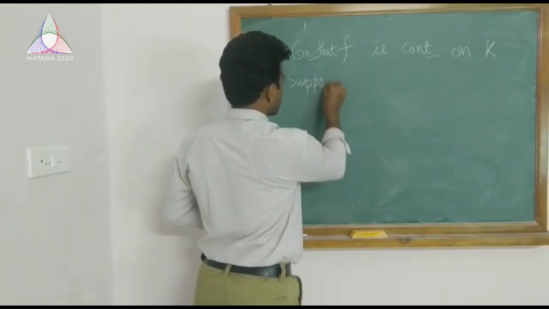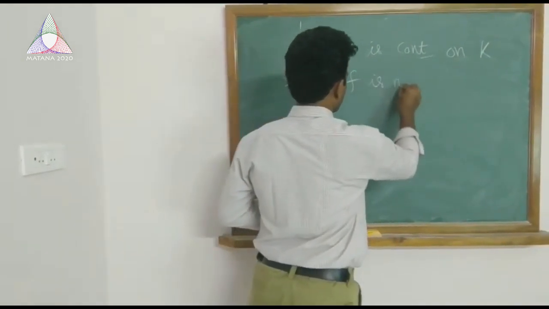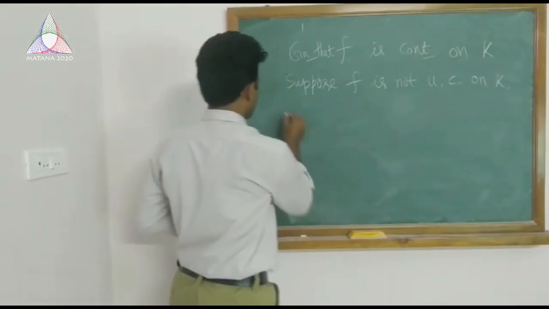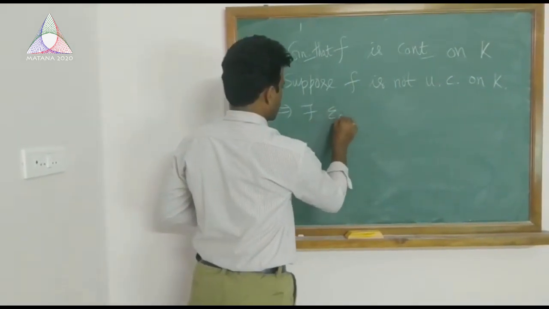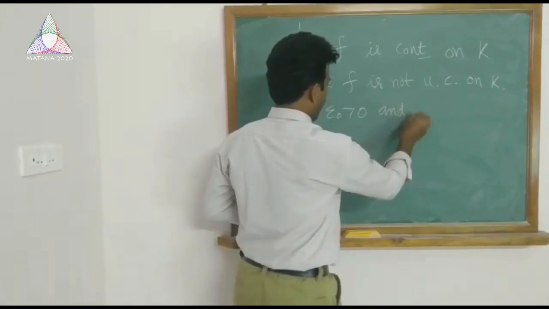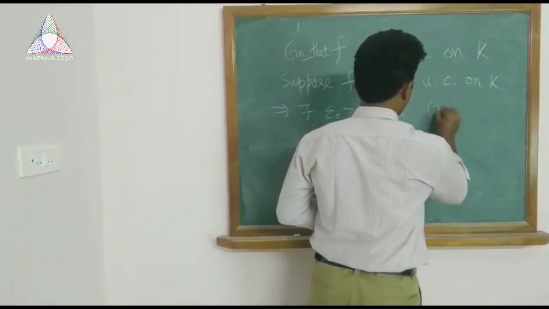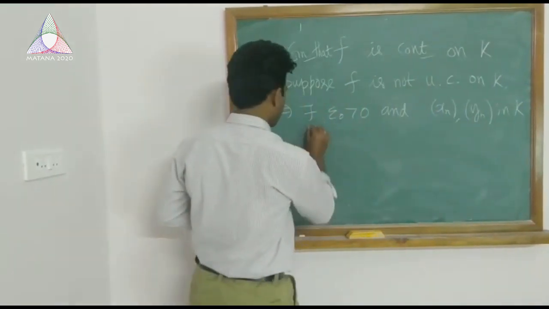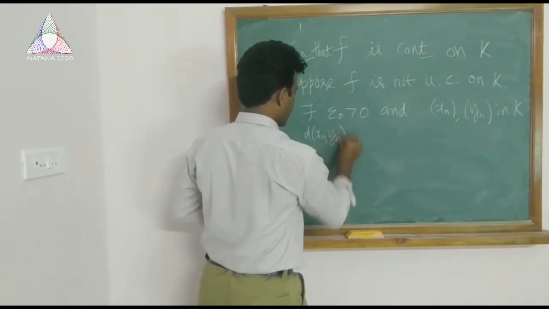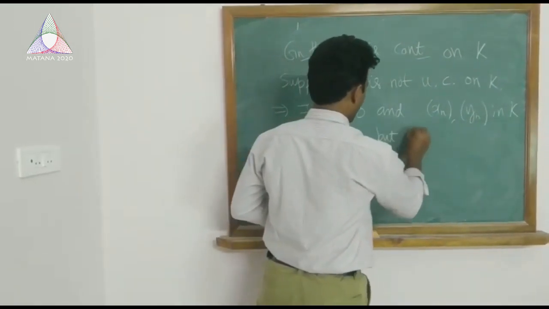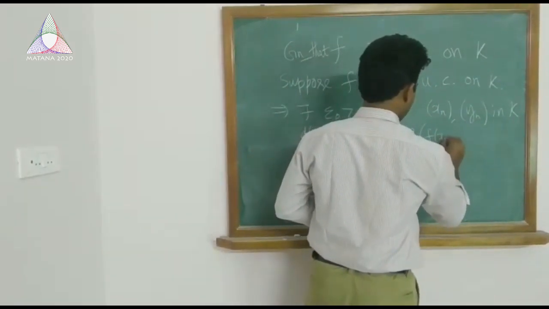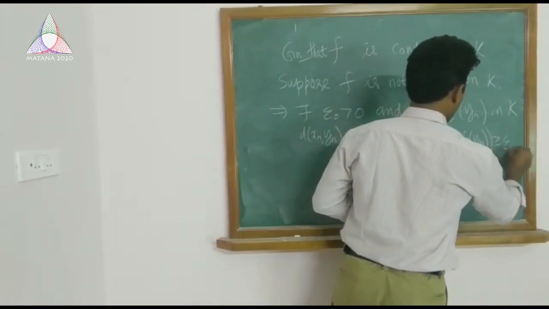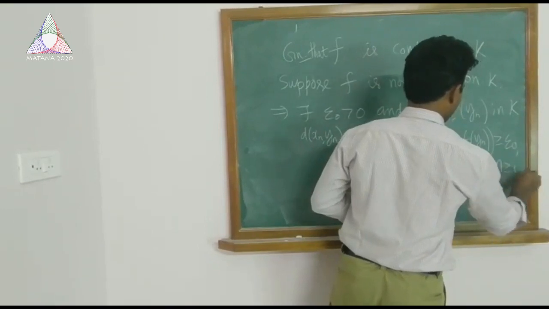Suppose f is not uniformly continuous. Suppose f is not uniformly continuous on K. Then there exists an epsilon naught greater than 0 and two sequences xn, yn in K such that d of xn, yn tends to 0, but rho of f of xn, f of yn is greater than or equal to epsilon naught for all n greater than or equal to 1.